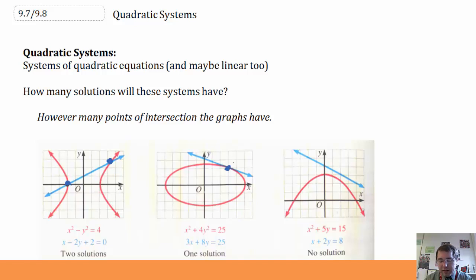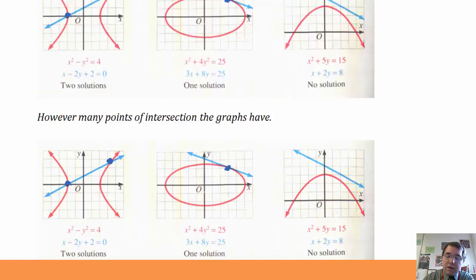And the one on the right, I've got a red parabola, x squared plus 5y equals 15, and a line, x plus 2y equals 8, and they don't intersect anywhere. But again, if my line was a little bit lower, it might intersect in two places. If it happened to lie exactly tangent on the parabola, it would intersect only one place. So there are a whole bunch of different options. And maybe I'd have two hyperbolas. Maybe those two hyperbolas intersect in 4 different places. So I could have 4 solutions. So it all just depends on what you're graphing and what the situation is.